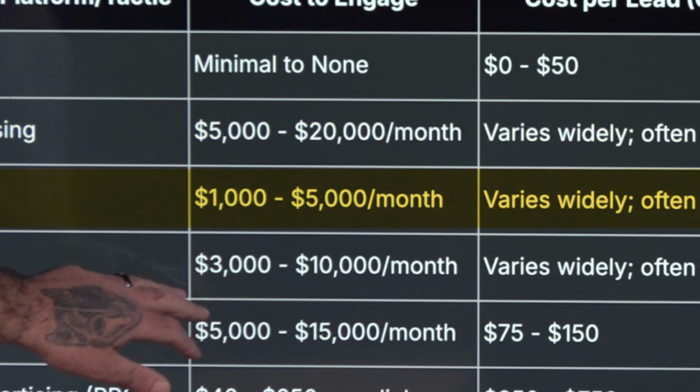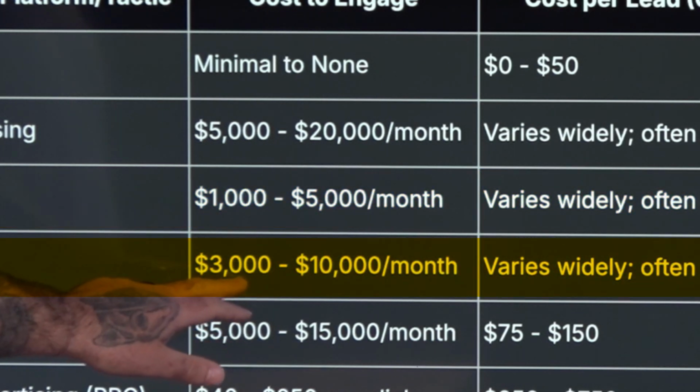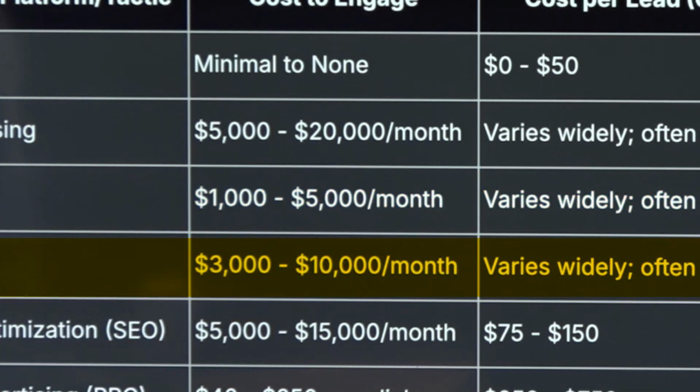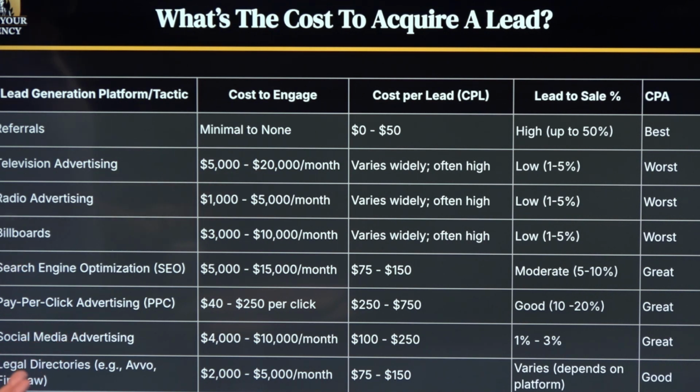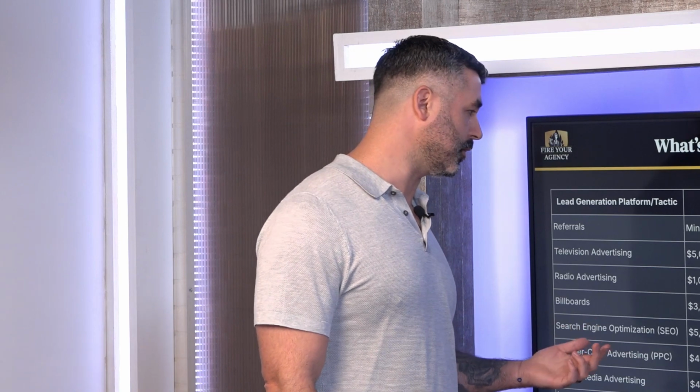Radio, also expensive. Again, it just depends on the market, depends on the station. Then billboards, also heavily dependent on where you're showing these billboards, which is going to also impact, of course, the impact of these different channels, right? If you're putting a billboard on a back road in Kentucky, no one's going to see it. So if you're paying $1, it doesn't really matter, right?